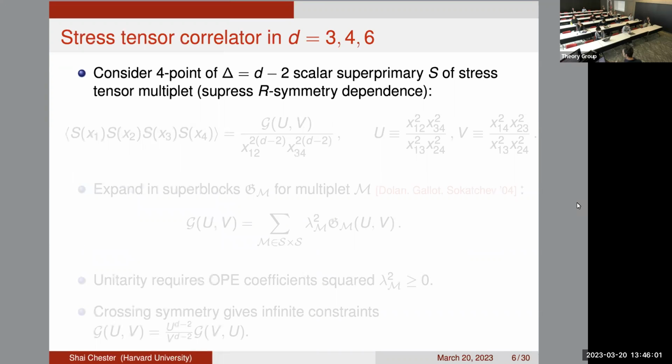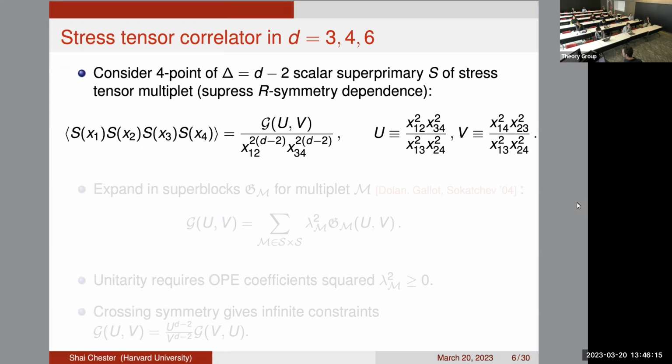Okay, so let's start with the general stress tensor correlator kinematics for the case of maximal supersymmetry. As usual, when you have supersymmetry, it's convenient to consider the superprimary, which for the stress tensor multiplet is a scalar we call S, which has dimension d minus 2. And so we consider the 4-point function of this superprimary. And as usual in conformal field theory, we can factor out the x dependence such that the 4-point function is written as a function of u and v, which are the two conformal cross ratios. And so we should think of g of u and v as our 4-point function.